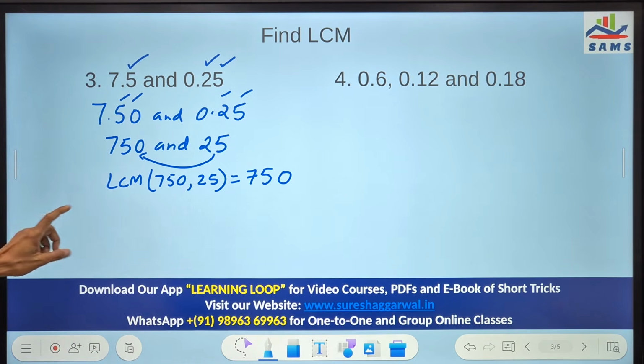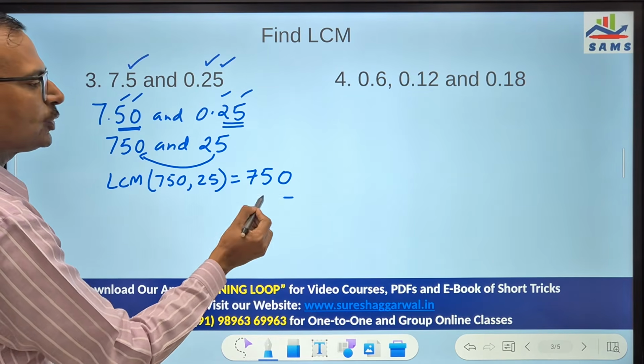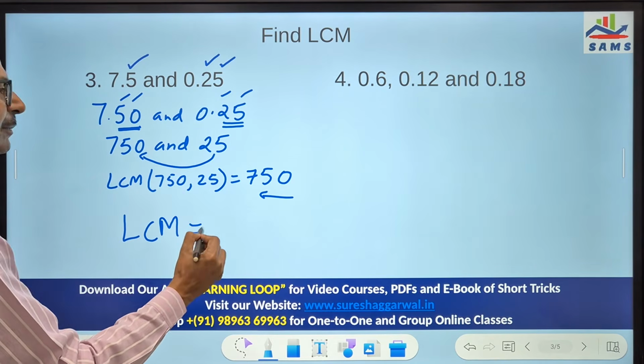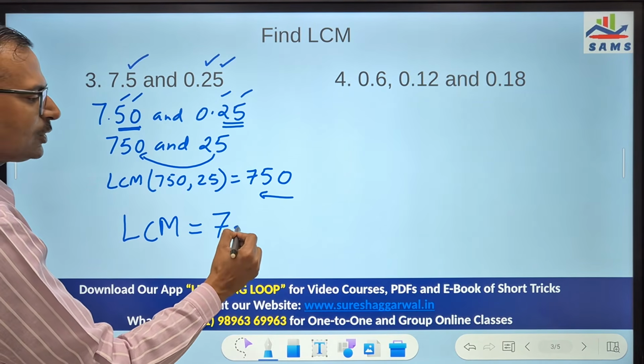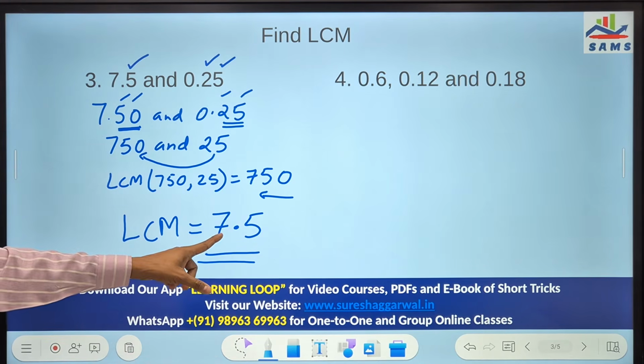But you have to put the decimal at the right place now, because two decimal places here, two decimal places here, so two decimal places here also, and therefore the required LCM will be 7.50 or simply 7.5.